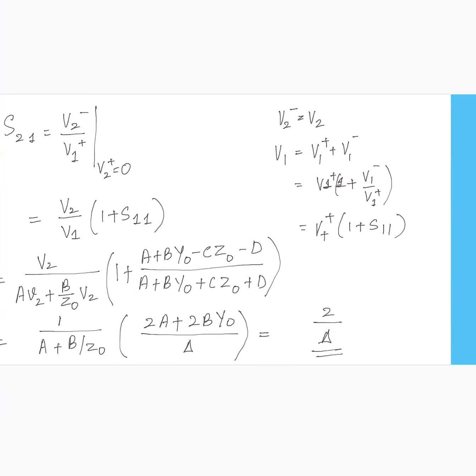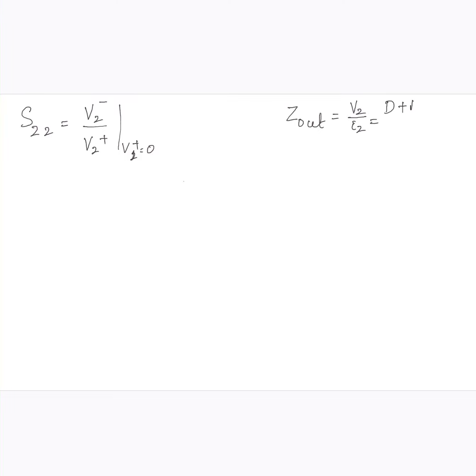Now continuing with this, the next parameter we have to find out is S22. So S22 can be written as V2 minus divided by V2 plus when V1 plus is equal to 0. In order to write this, we have to consider Z out. So Z out will be equal to V2 by I2, equal to (D plus B by Z0) divided by (C plus A by Z0).